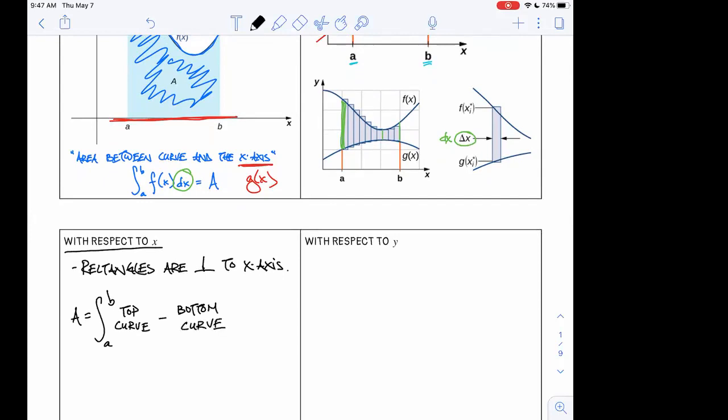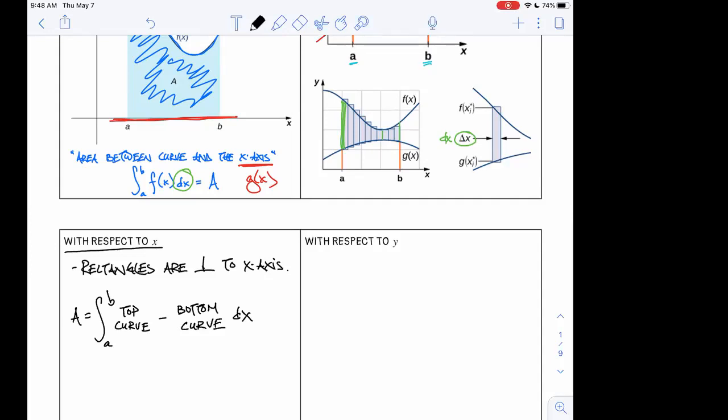And because all of our rectangles are perpendicular to the x-axis, we need a dx at the end, okay? Area equals the integral from a to b of the top curve minus the bottom curve dx.